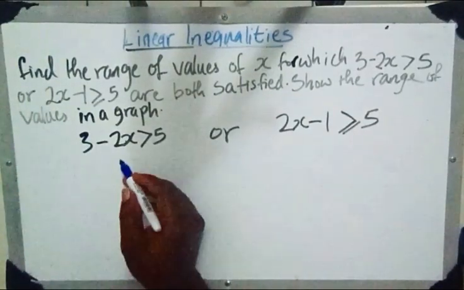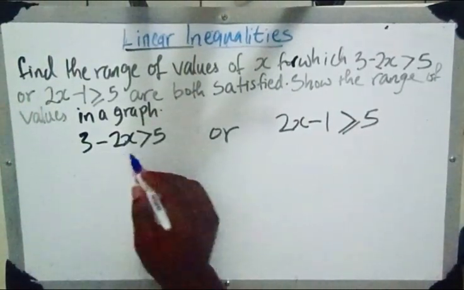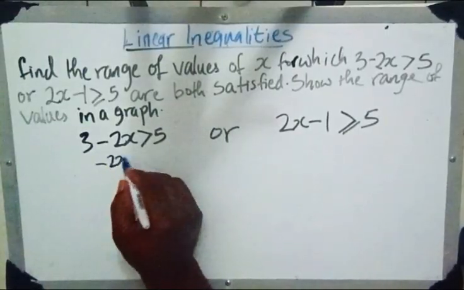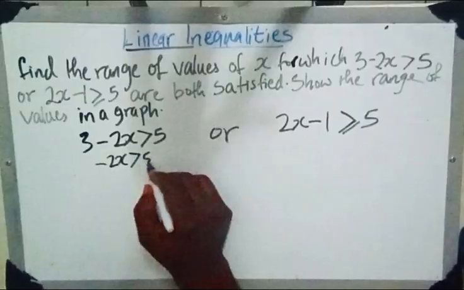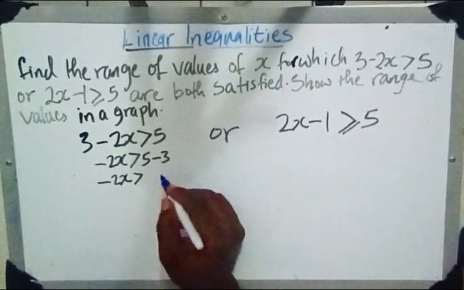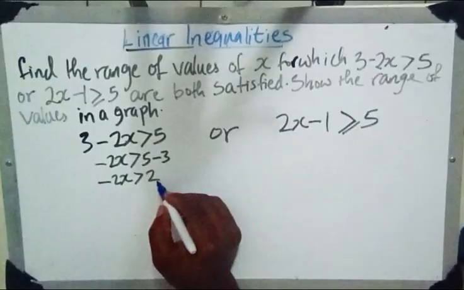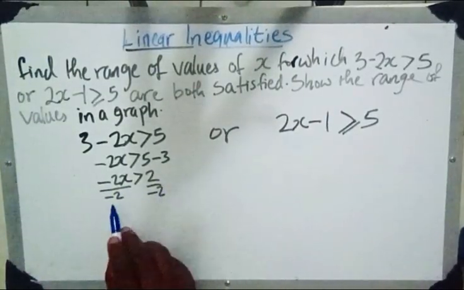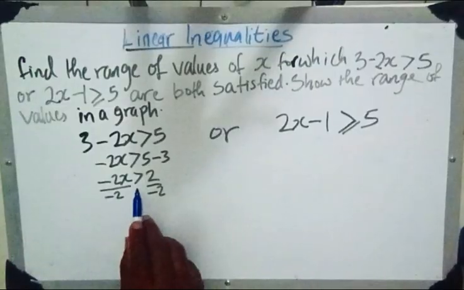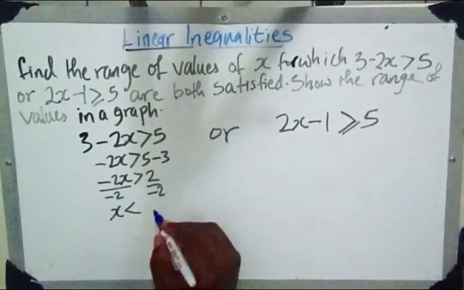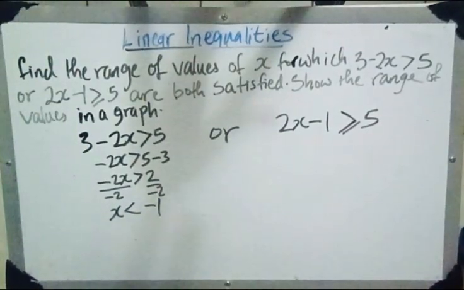Now the first one here, all we need to do is transfer 3 over to the other side, and this becomes negative 2x greater than 5 minus 3. So we have minus 2x greater than 2. Now if we divide both sides by negative 2, remember, once you divide both sides by a negative number, the inequality changes to the opposite. So this here becomes x less than negative 1, all right?